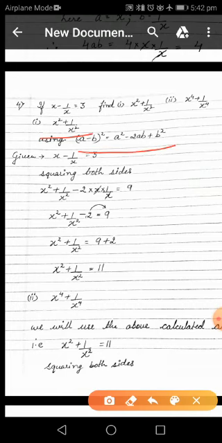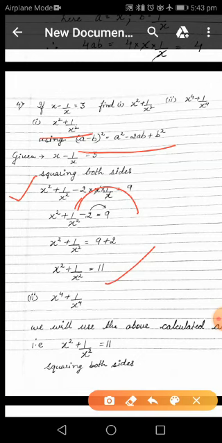So this term we can get by using the identity a minus b whole square. So writing x minus 1 upon x is equal to 3, squaring both sides. When you square both the sides, we get x square plus 1 upon x square minus 2x into 1 upon x. x cancels out, is equal to, the right hand side is 3. On squaring 3 we get 9. Now shifting minus 2 to the other side, we get x square plus 1 upon x square is equal to 9 plus 2, that is 11. This is the required answer for the first part.